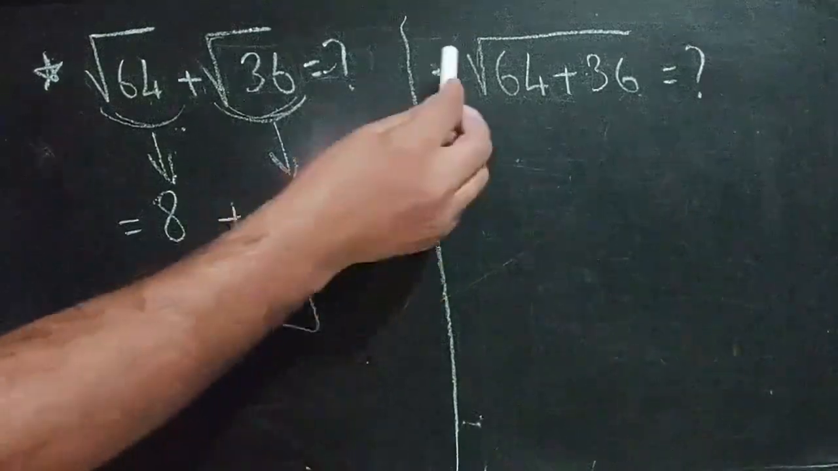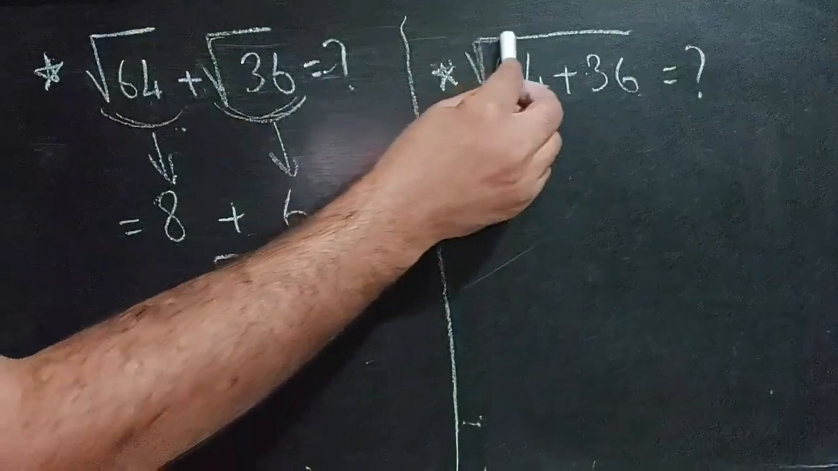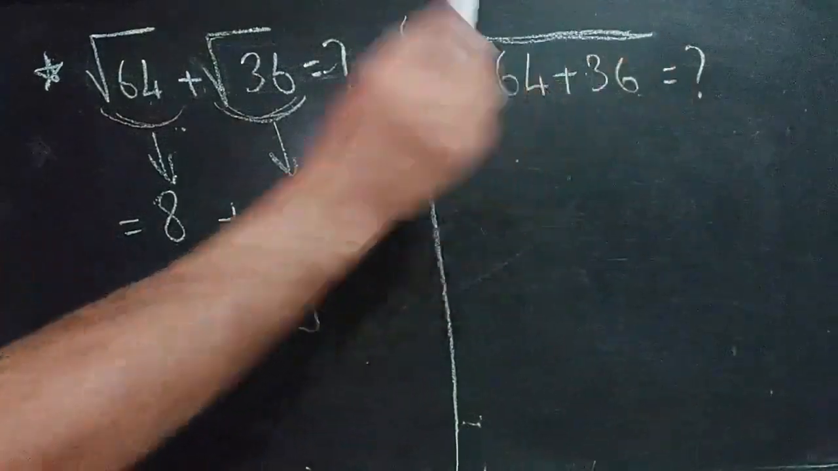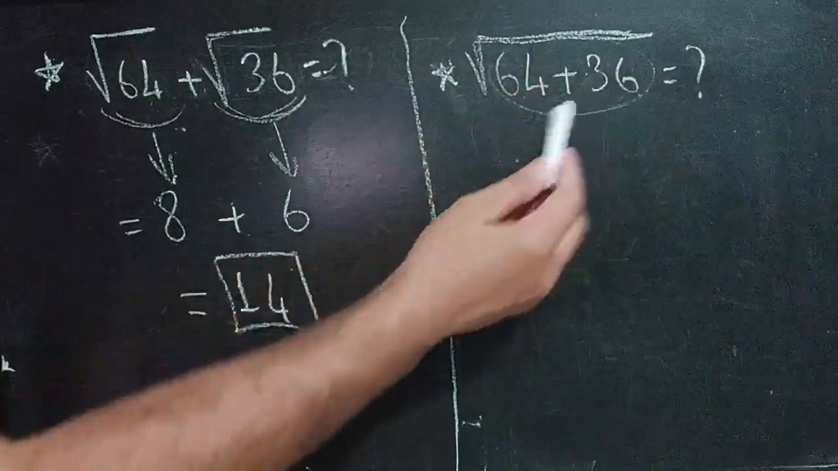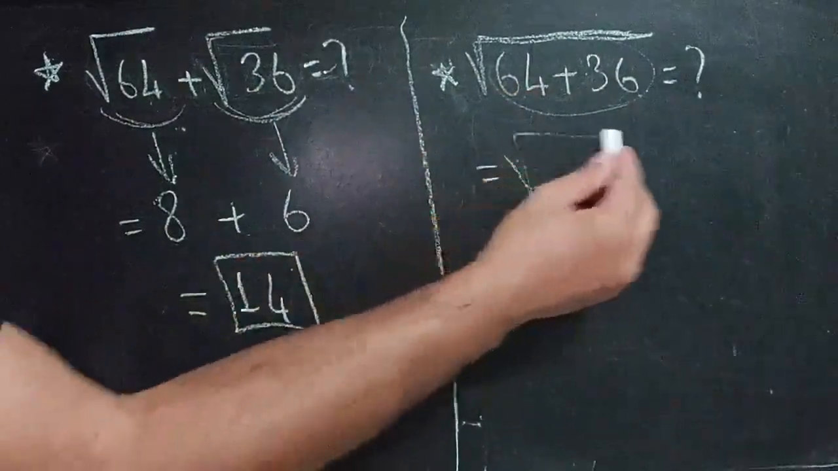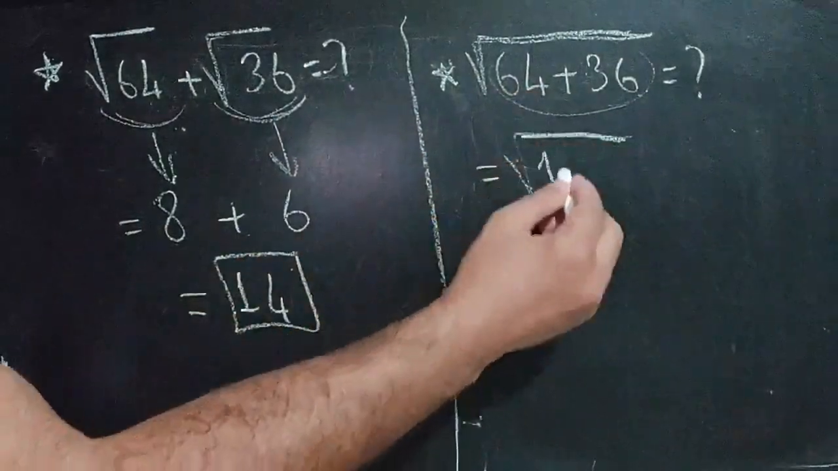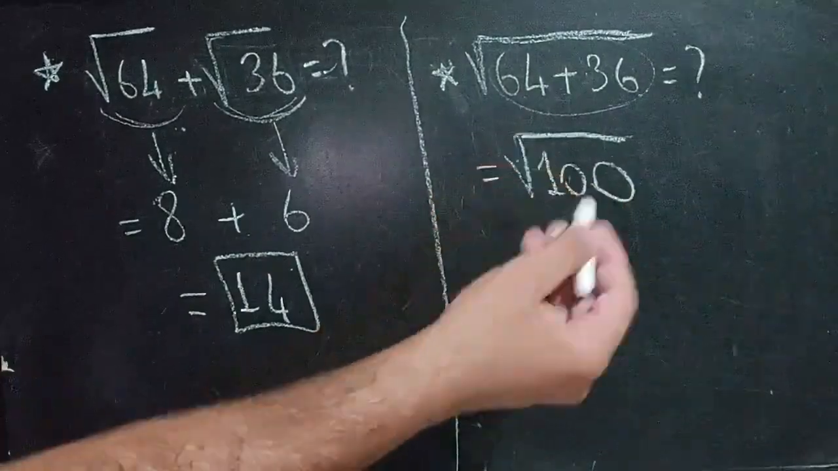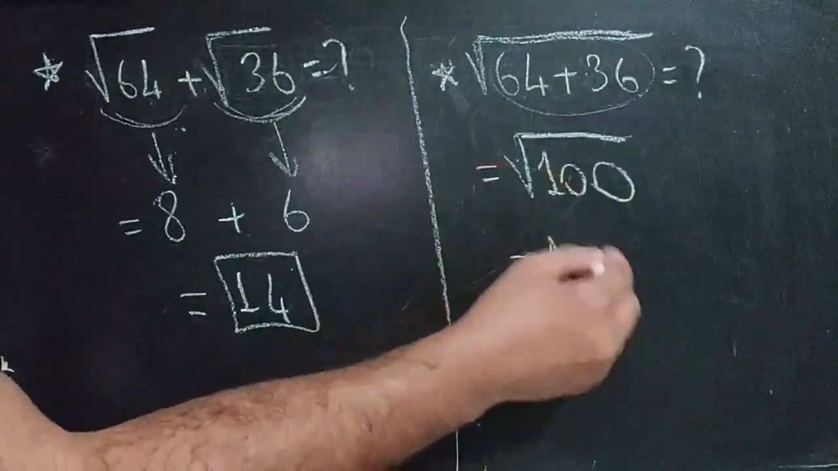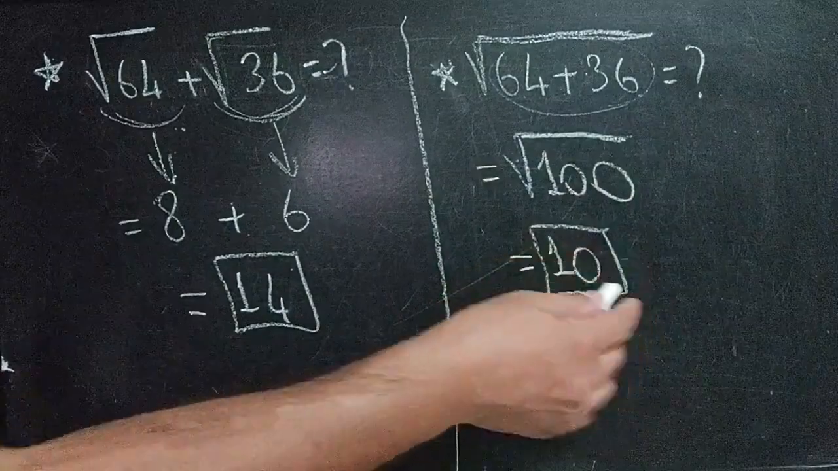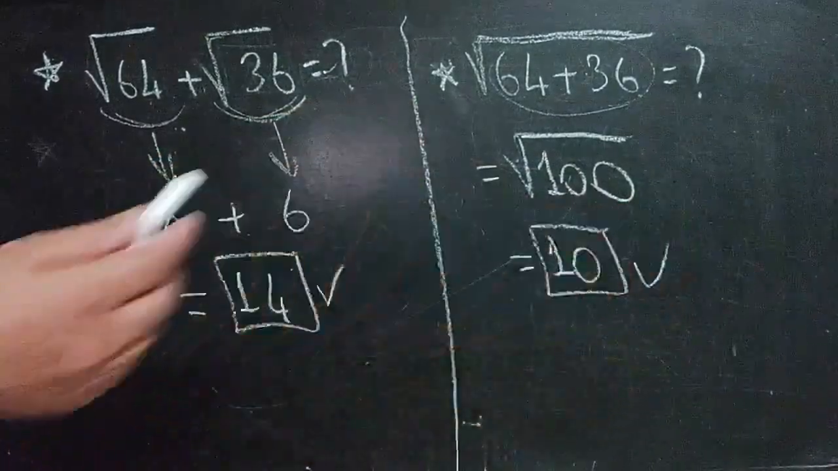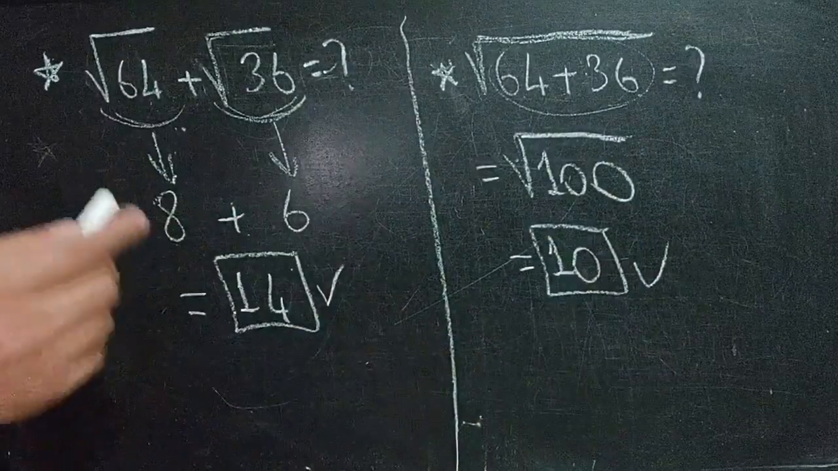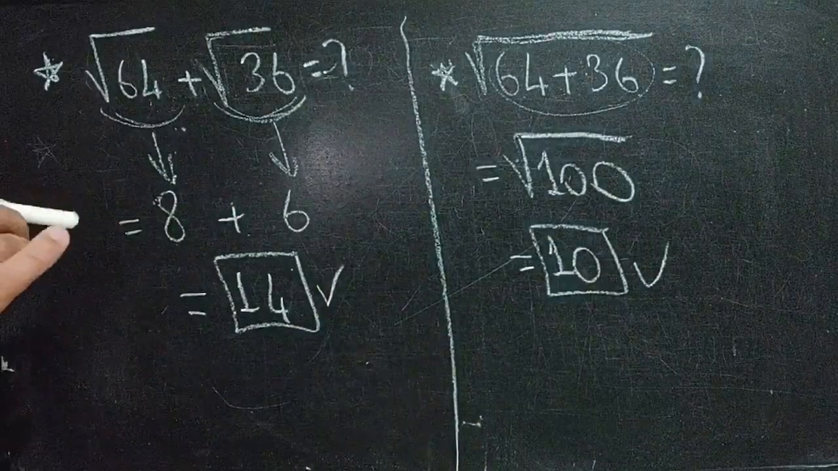But when you have the numbers under the same surd, you will add them up first, which is going to be 100, then take out as 10. See, they are not the same. I got 14 there, they are 10. Please do not confuse. This is very important.